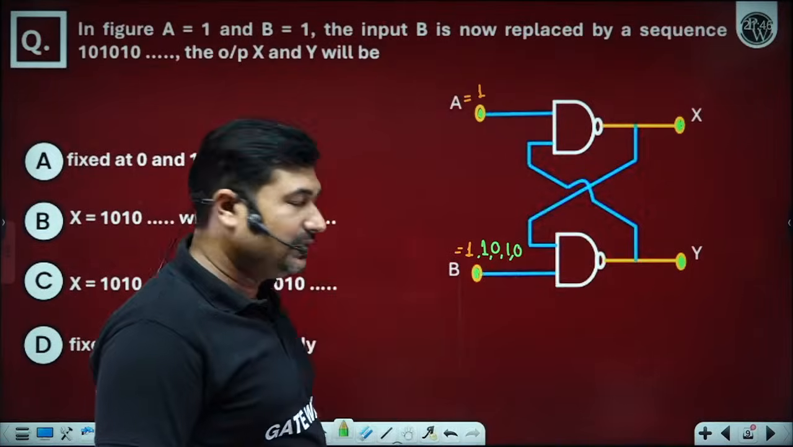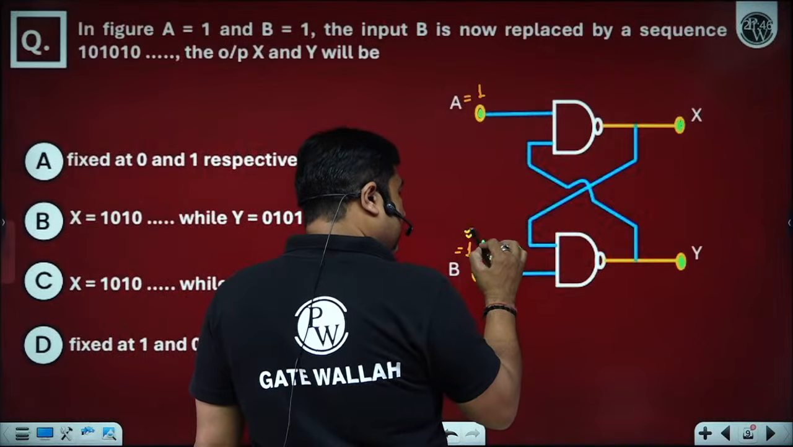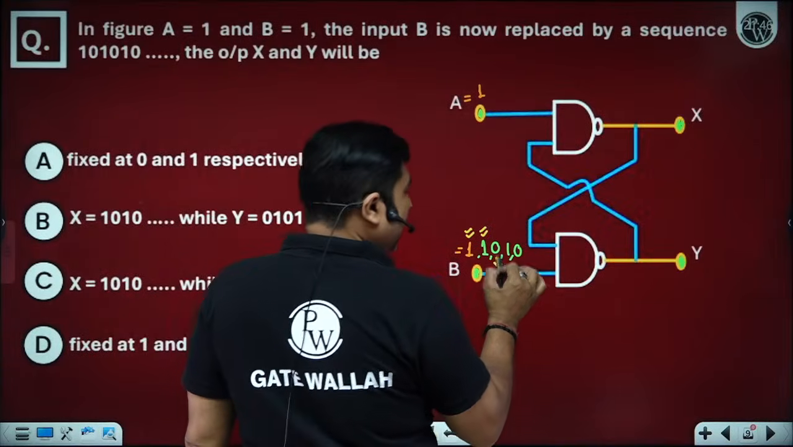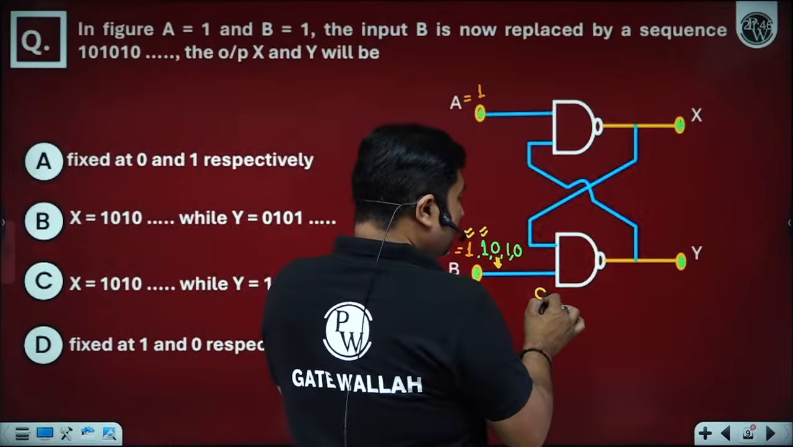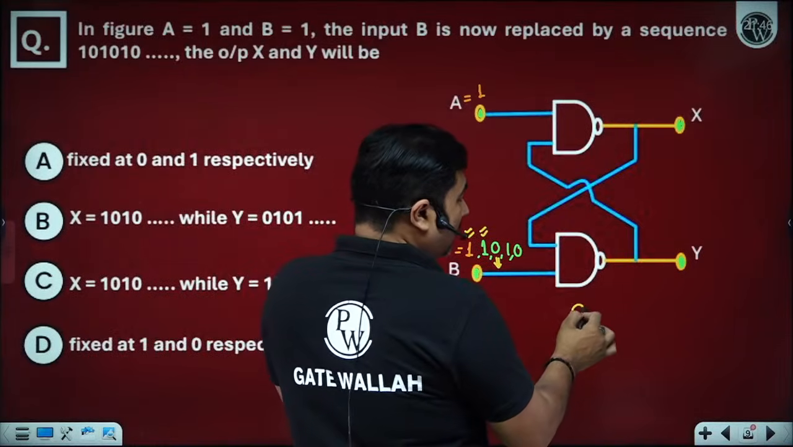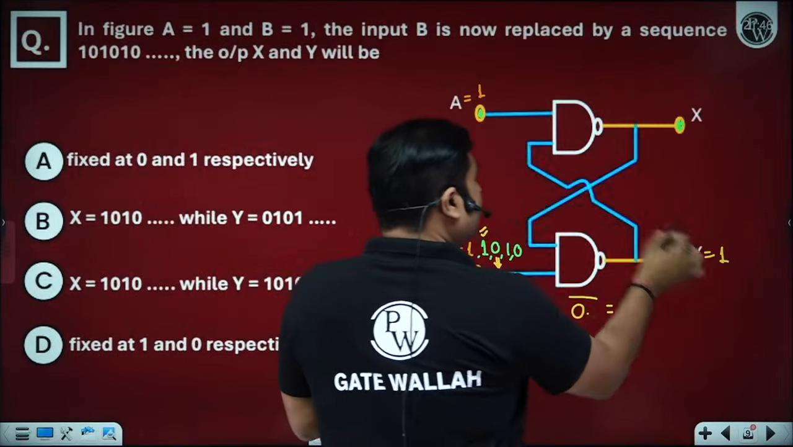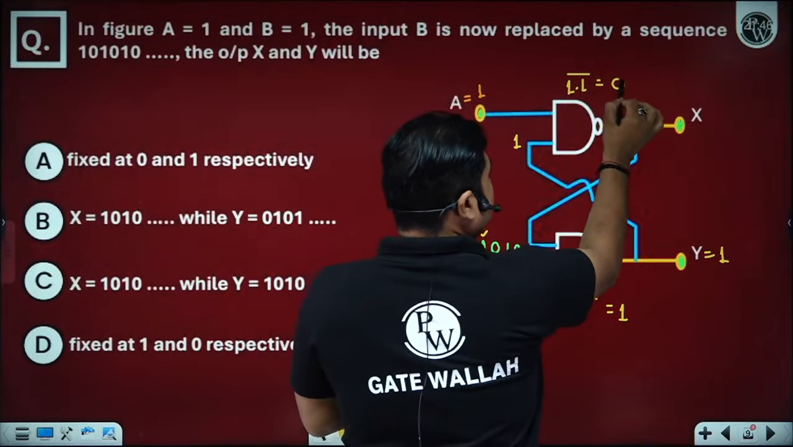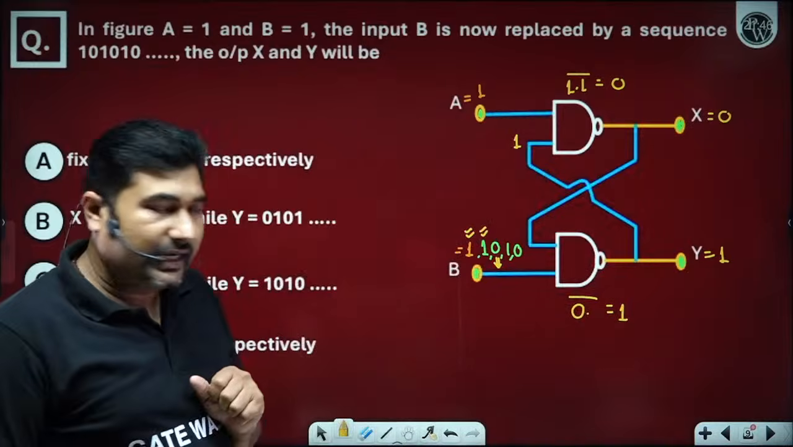Is it okay? Yes, sir. We can't say anything about this, but we can say the state for this. As soon as B becomes 0, 0 multiplied by anything is 0 and its complement will become 1. So Y stabilizes to 1. When this is 1, 1 into 1, its complement will become 0. So we are getting X as 0. Is it okay? Yes, sir.